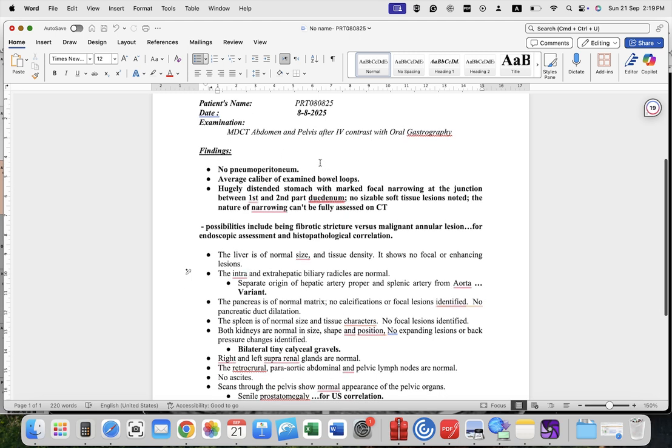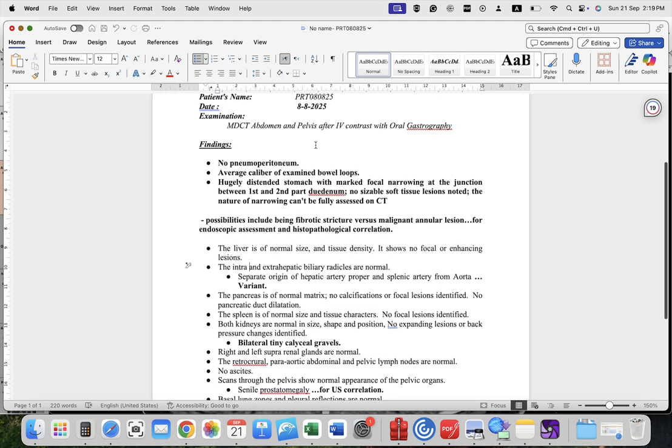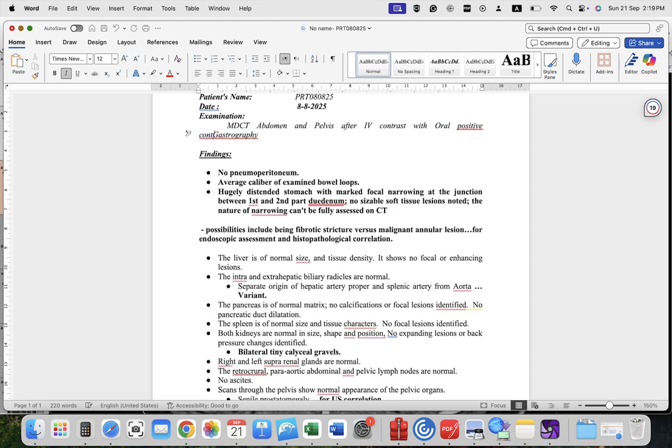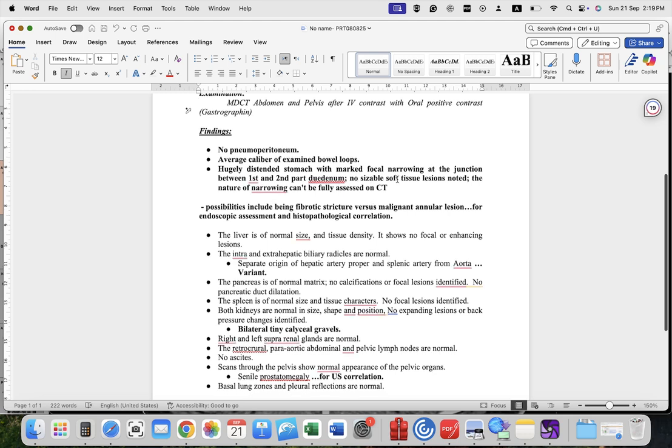So to report this case, you will mention the technique, with oral gastrography or oral positive contrast. Okay. The stomach is hugely distended with marked focal narrowing at the junction between the first and second part of the duodenum, or the junction between the pylorus and the first part of the duodenum, depending on what you see. No sizable soft tissue lesion.